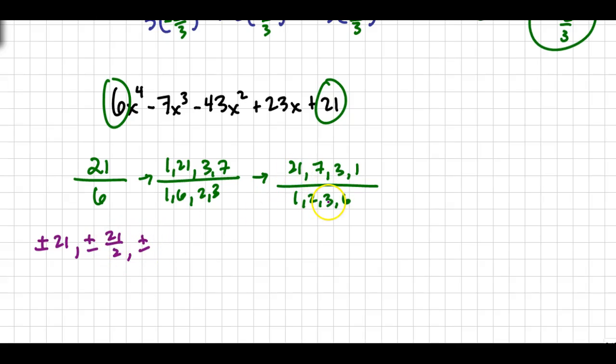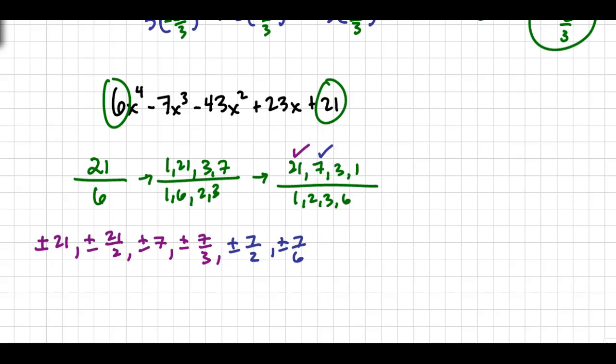21 over 3, which is the number 7. And then 21 over 6. Let's reduce that. 21 over 6 has a common factor of 3, so that reduces to 7/3 actually. So 21 is done. Now let's move on to the 7. 7 over 1 I already have. 7 over 2 I don't have, so I'm going to put that one next. 7 over 3 I've already got. 7 over 6 I don't have, so I'm going to put that one down next.